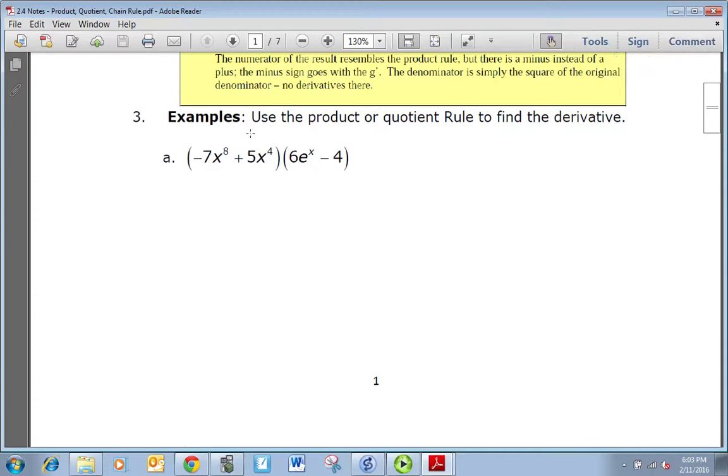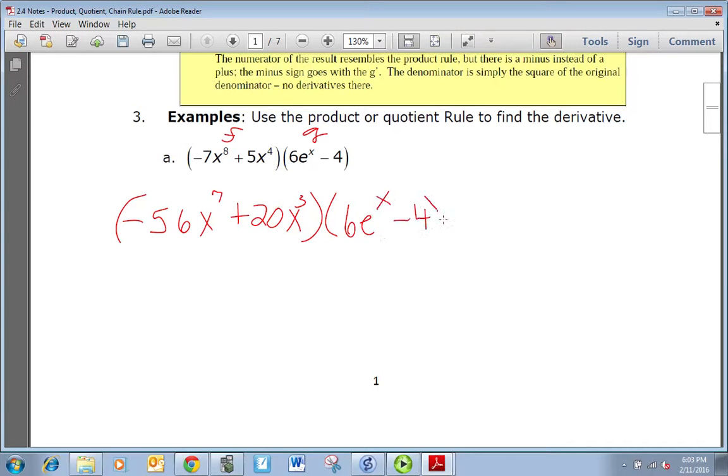So in this example, this would be my f, and this would be my g, so the first and the second functions. So I would take the derivative of the first, which is negative 56 x to the 7th power plus 20 x cubed, and I multiply that by the second one. Now don't be nervous because we don't actually have to multiply that all out. And then we do plus the derivative of the second one, which is 6e to the x, all that times the first.